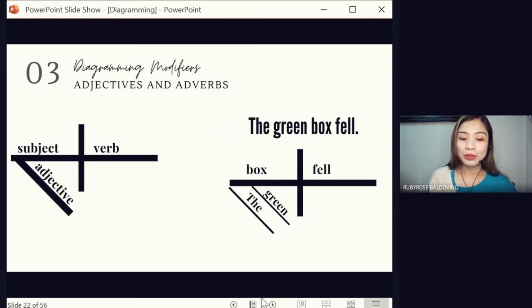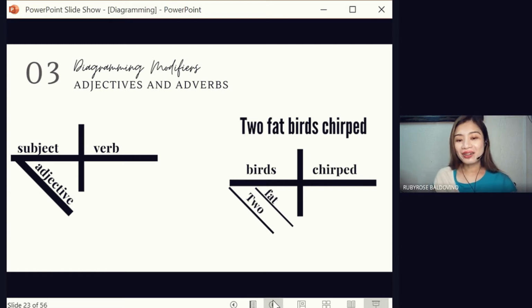Let's take a look at another example. The green box fell. Which is the adjective in this sentence? Yes, the word green, right? Again, we place the adjectives on a slanted line under the word they describe. Let's place the subject on the left side and the verb on the right side. Our subject is box and the verb is fell. Now let's place the article the below and the adjective green below the word box, because green describes the box, right?